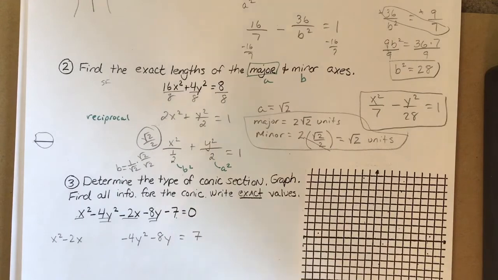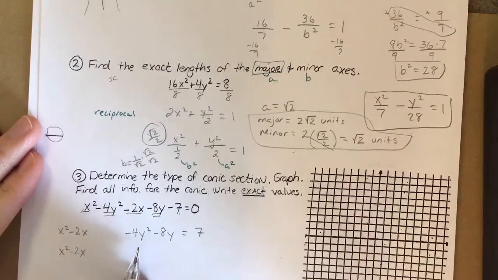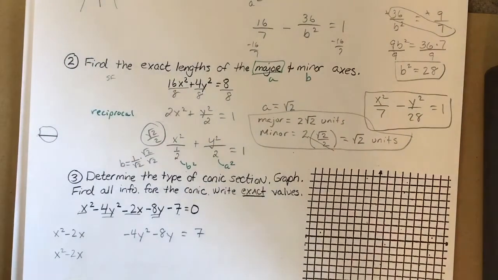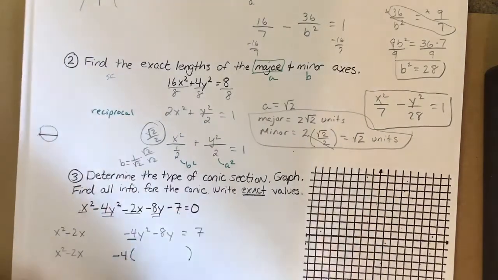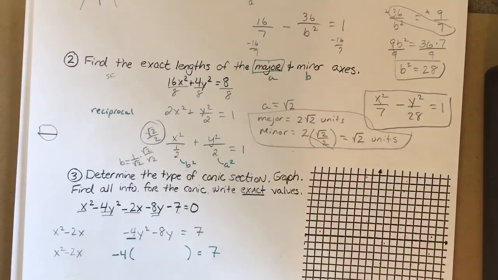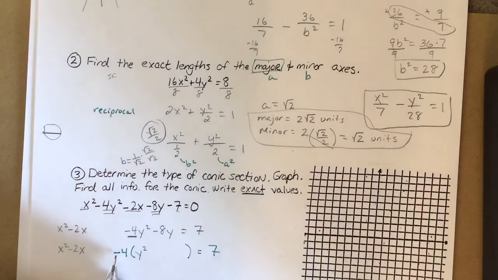All right. Now we're going to complete the square. This one's ready to go. This we got to watch. I'm going to factor out a negative 4. I'm factoring out a negative 4. That leaves me with y squared. And what's negative divided by negative?